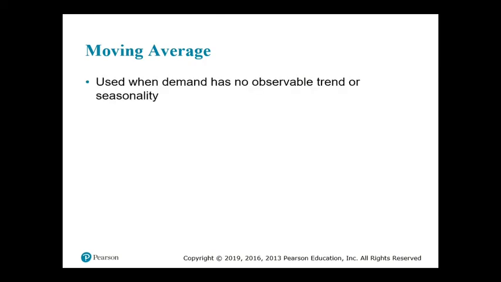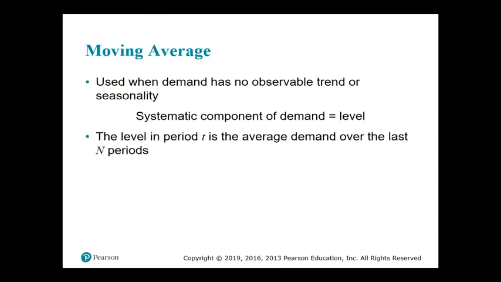For illustration purposes, we're going to skip the seasonality components of the data and just illustrate how moving average and exponential smoothing work. The only systematic component of demand that's assumed in a moving average model is level. So no trend or seasonality.